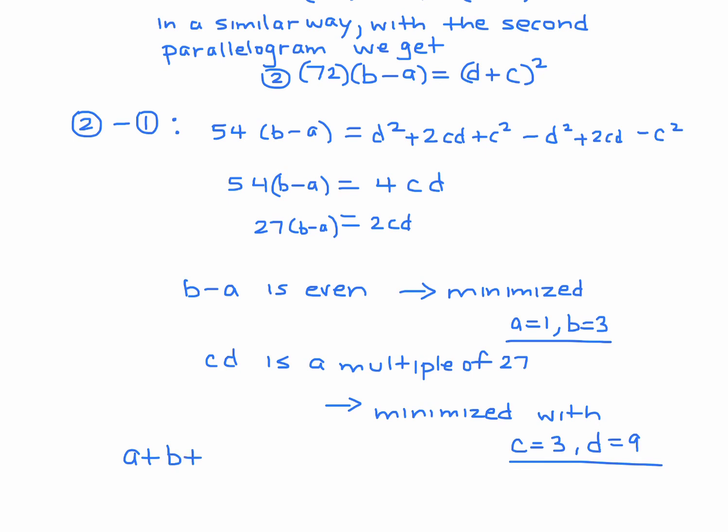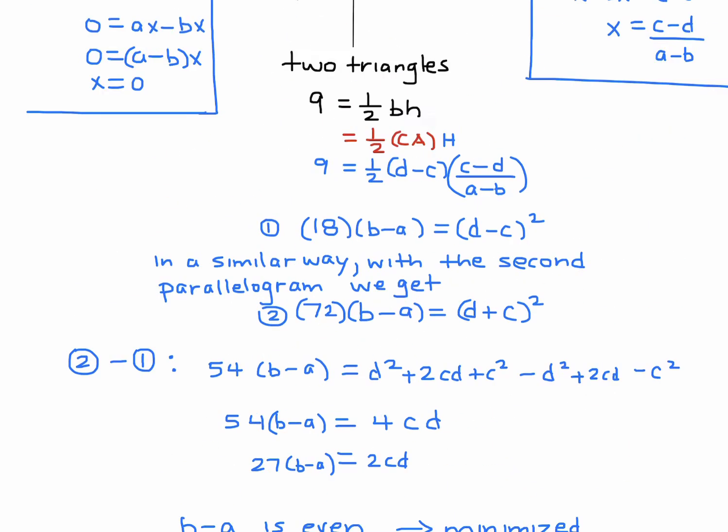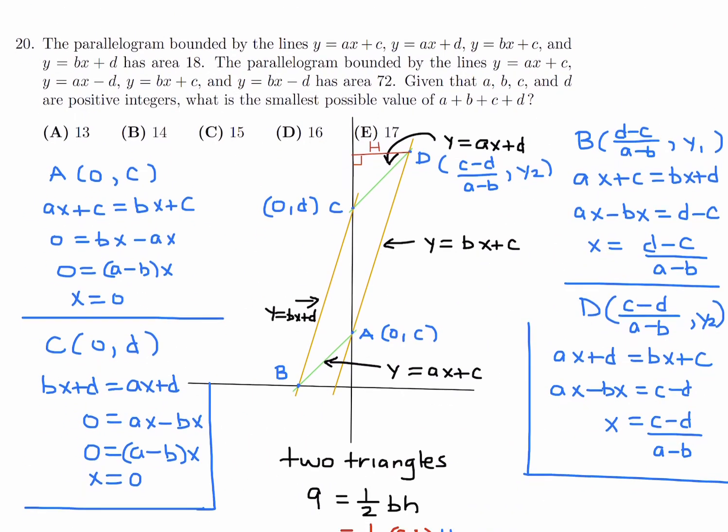And therefore the sum, which is what they want, a plus b plus c plus d, will be equal to 1 plus 3 plus 3 plus 9, which is 16. So the answer to number 20 is 16, which is choice D.